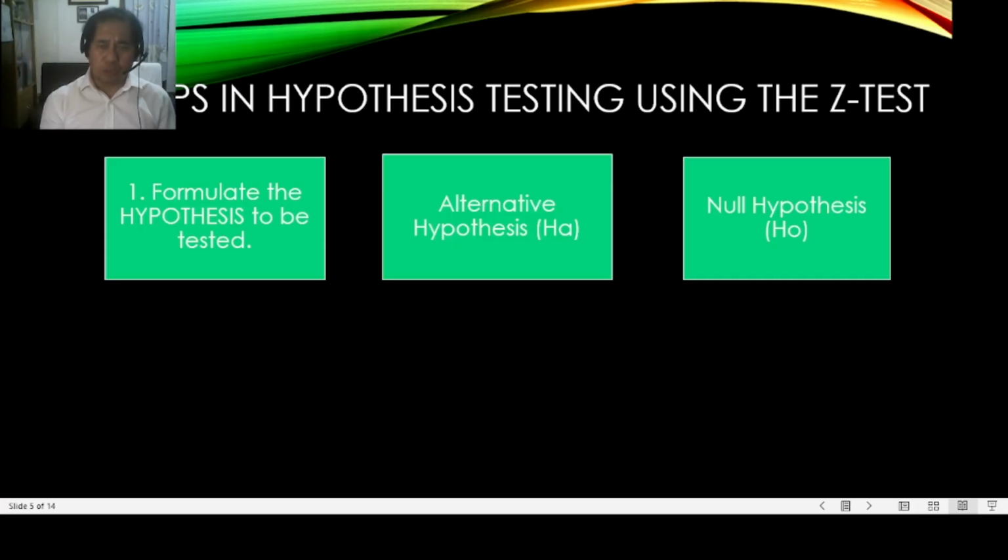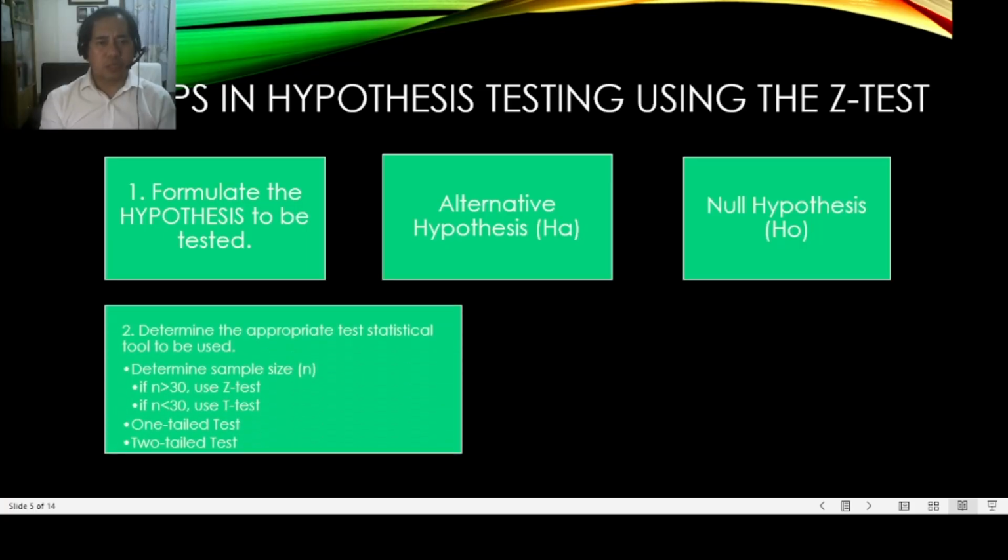When we formulate the null hypothesis, the null hypothesis is the starting point of our investigation or research. After stating our null hypothesis, the next step is to determine the appropriate test or statistical tool to use. When we determine the statistical tool to use, we consider the sample size. If the sample size n is greater than 30, we make use of the z-test.